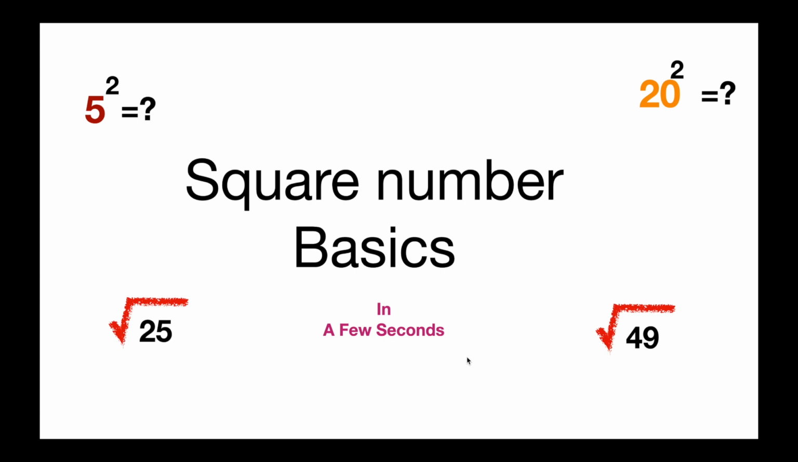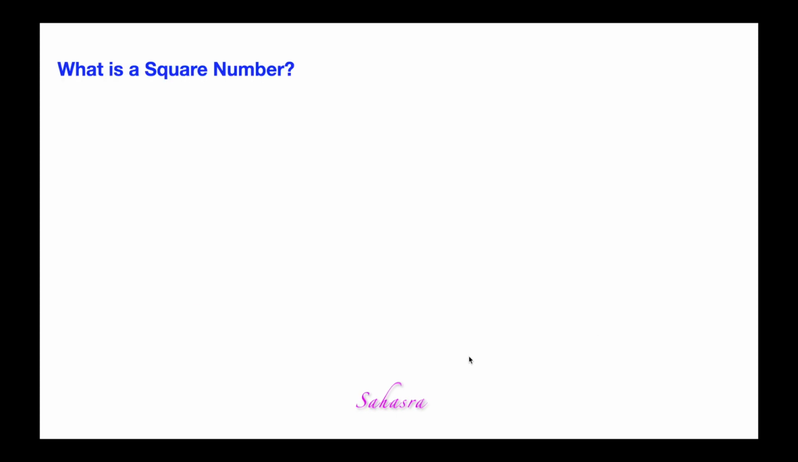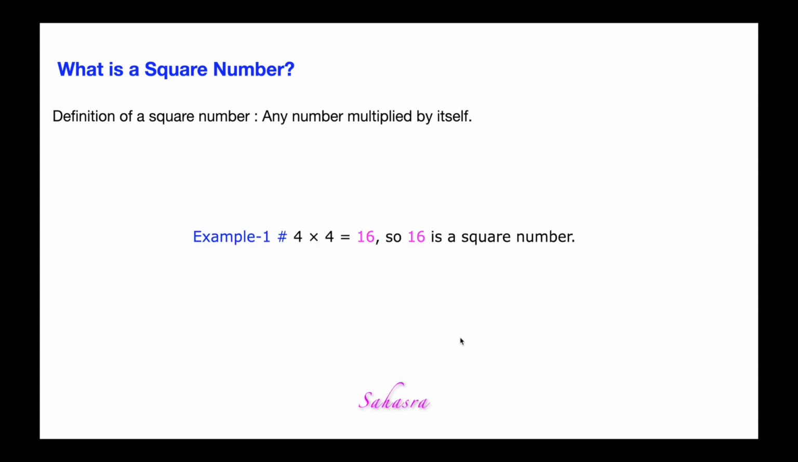Today I'm going to show you square number basics to do in just a few seconds. What is a square number? Definition of a square number: any number multiplied by itself. I'm going to show you some examples.